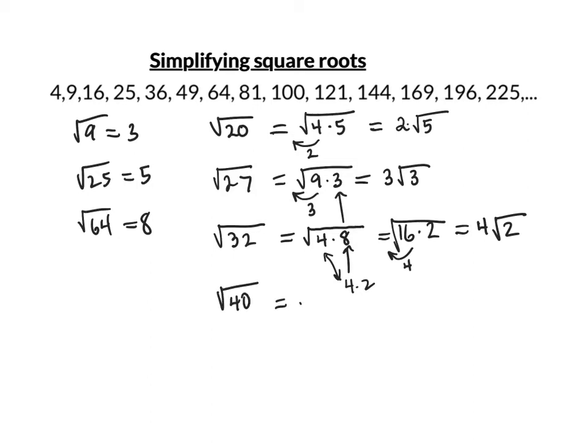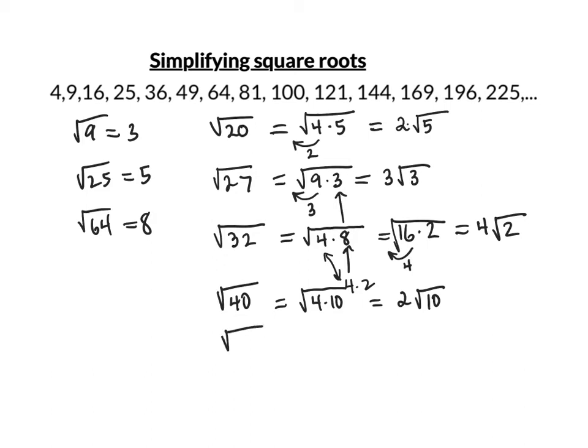Square root of 40. The largest perfect square in 40 is the first one on the list. It's 4 times 10. I can take the square root of 4. It's 2. Left underneath the root is the 10. I can't take the square root of 10. So 2 root 10, which means 2 times root 10.